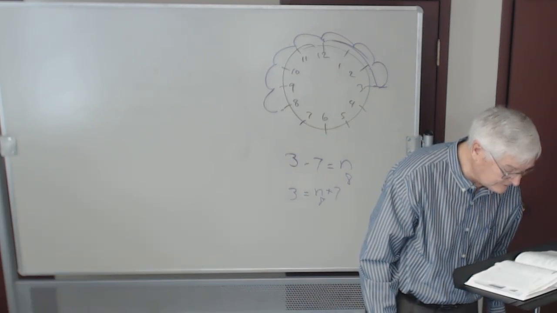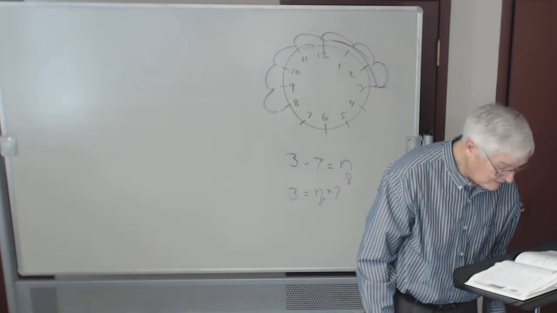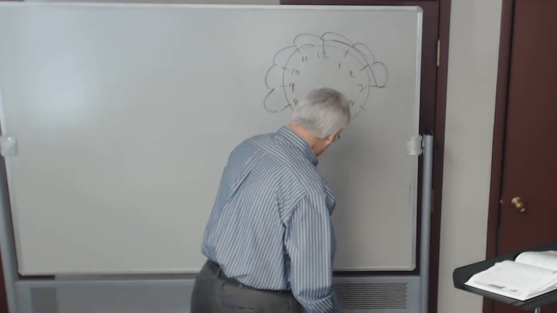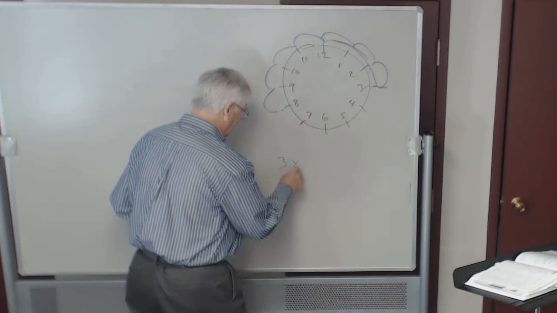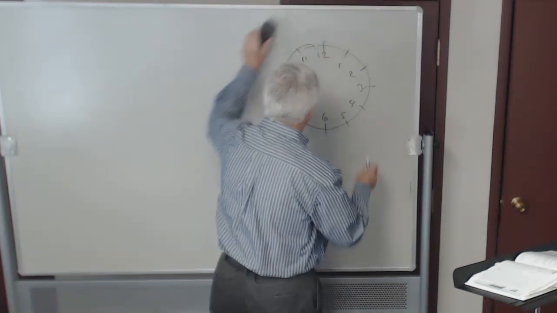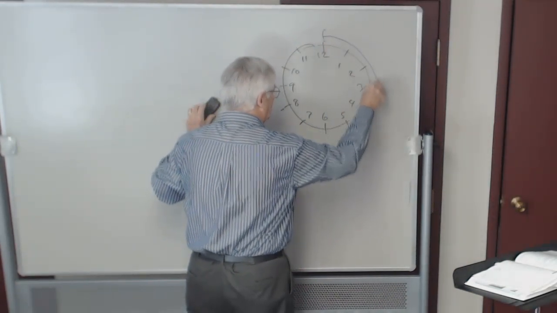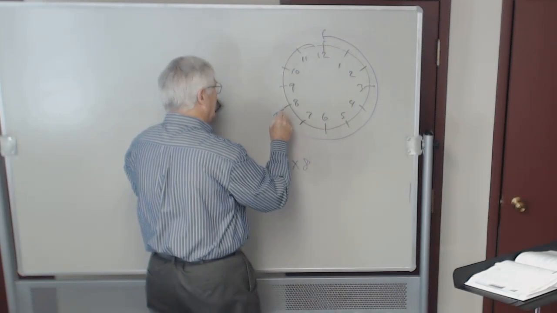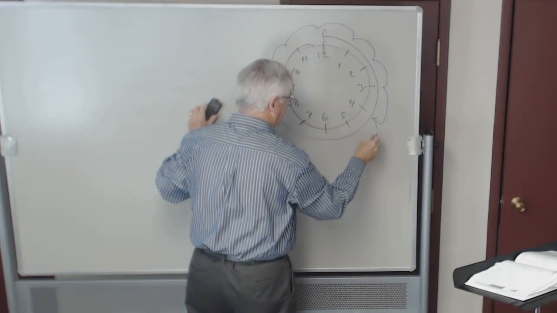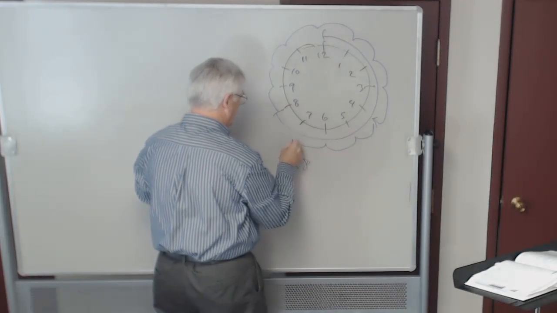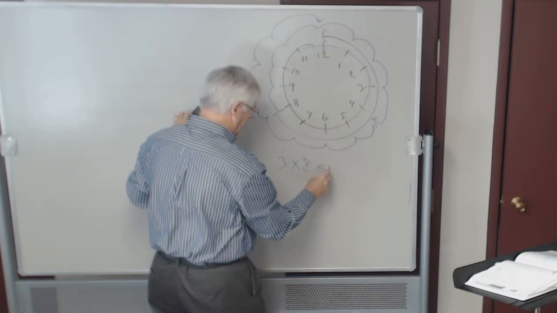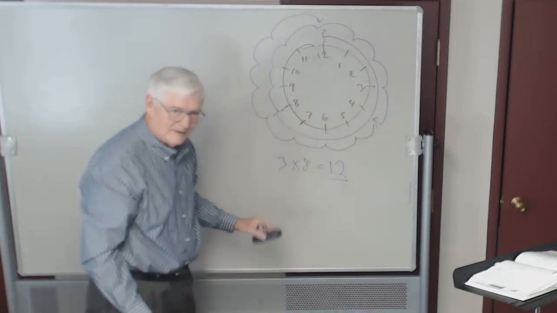Find the indicated products in clock arithmetic. 23 to 28. 24 says 3 times 8, right? Okay, all that means is go around this thing. Here's 8. And then here's another 8. And then here's my last 8. And where'd I end up? 12. Everybody follow that? No.